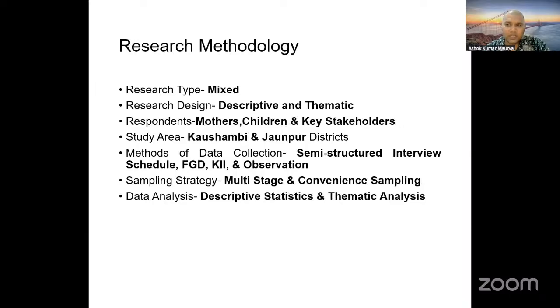And for data collection, I took a semi-structured interview schedule, FGD and key informant interview schedules, and observation was also done to note the nuances: how the stakeholders behave, how the children behave, how teachers behave, and even how the parents react when they talk about the schemes, and how their body language shows. So these tools were used for my study. I used multi-stage and then convenience sampling for appropriate responses. And descriptive analysis and thematic analysis were done after cleaning the data.